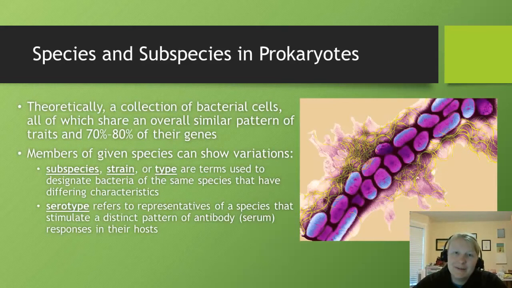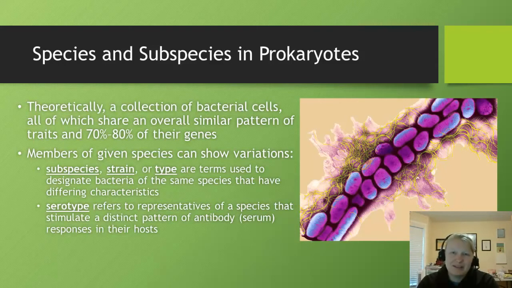Last thing is, let's talk about a species. The definition of species arose from talking about animals and plants, where a species is isolated as something that can breed within itself and create fertile offspring. That doesn't quite hold true in prokaryotes. So instead we state that a species of bacteria shares at least 70 to 80% of their genes.